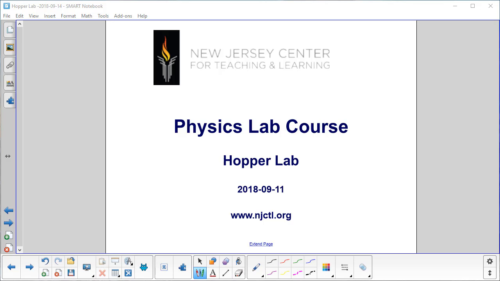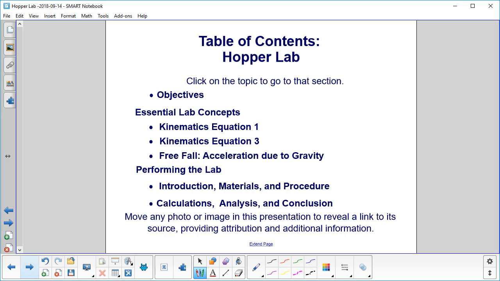Physics Lab Course, the Hopper Lab. We'll start with the objectives of this lab, and then we'll review some information that will help you do the lab. Kinematics equations 1 and 3. We'll briefly mention 2, but we won't need it here. We'll talk about freefall. Then we'll tell you how to do the lab, and how to do the calculations, how to analyze them, and then have a conclusion.